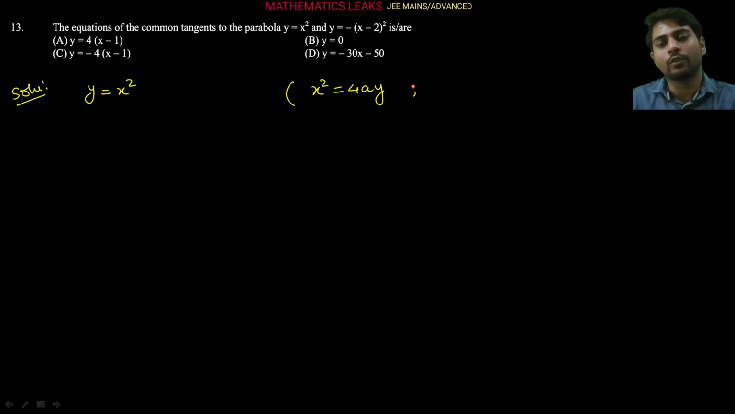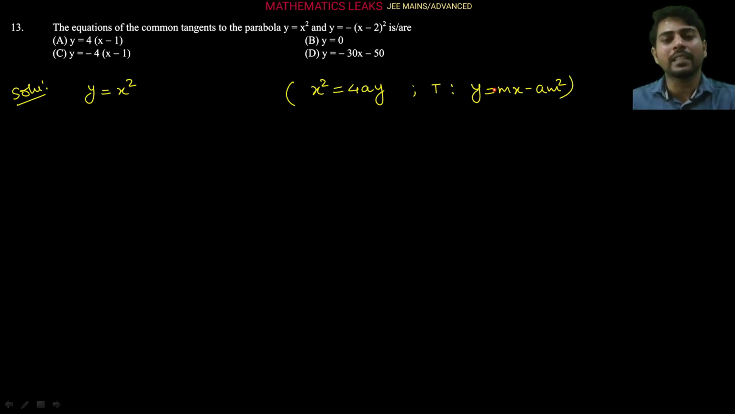Here y = x², this parabola belongs to the family x² = 4ay. In this case, the tangent equation for this family of parabola, with t as the symbolic term for the tangent, will be y = mx - am², right?